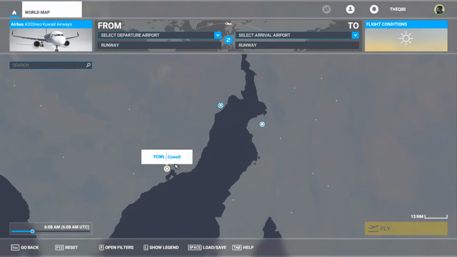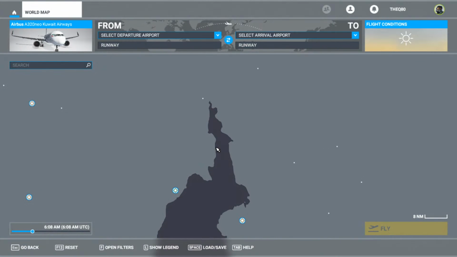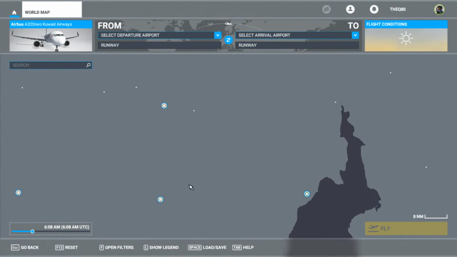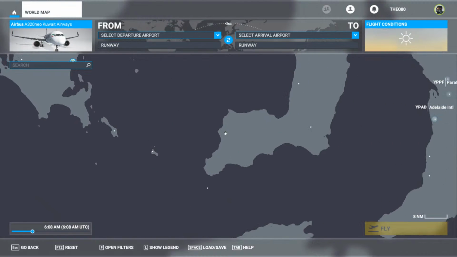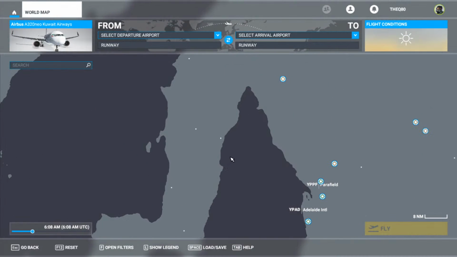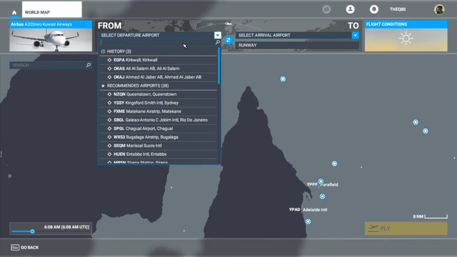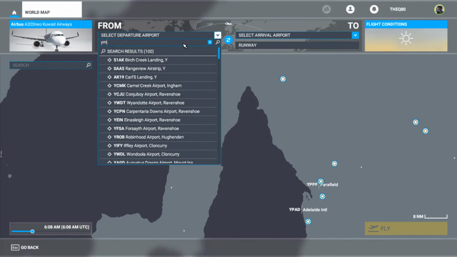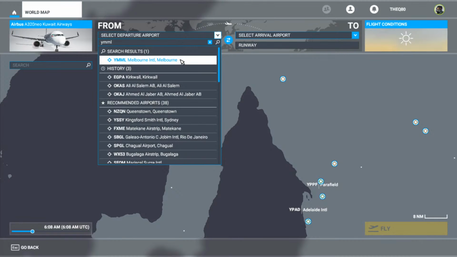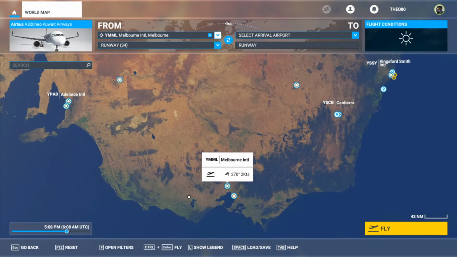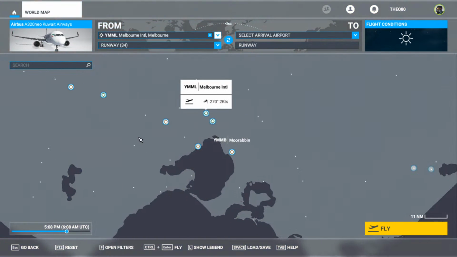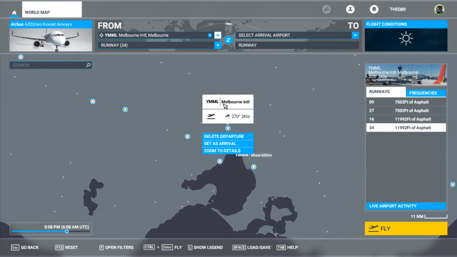International. Should be around here, unless they don't have that airport, but I don't think so. It's an international airport, it should be included. Okay, Melbourne is, I believe, YMML. There we go. Where is it? Oh, I'm looking at the wrong place. Okay, Melbourne International. This is my departure.